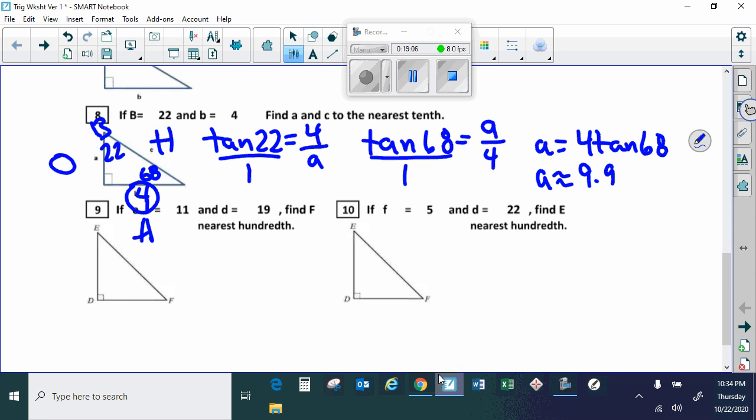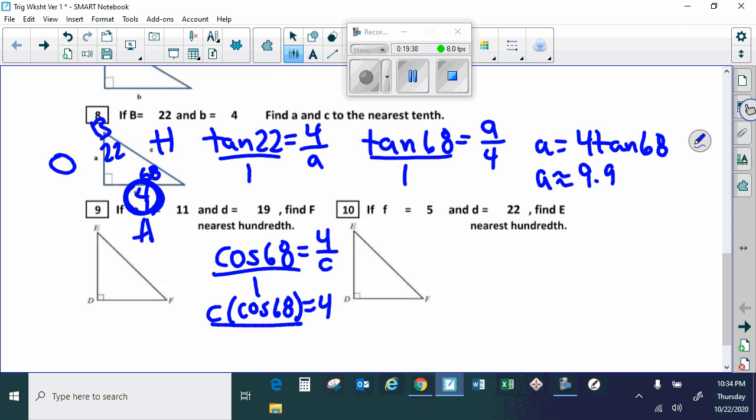So again, I can use either one. It's 22 or 68 degrees, but I do have to use this 4 here. So if you use 68, again, I'd have adjacent over hypotenuse, which is cosine. So cosine of 68 equals the adjacent over the hypotenuse, C. Cross multiply, C times cosine 68 equals 4. And last step, divide by cosine 68, and then plug in a calculator.